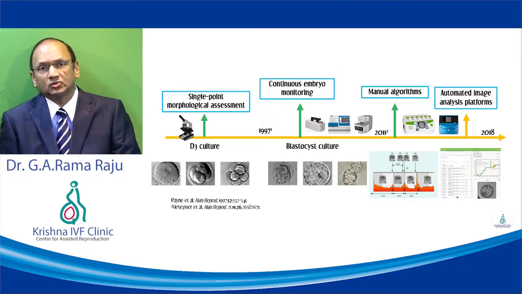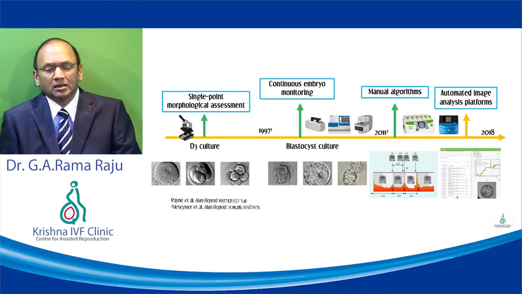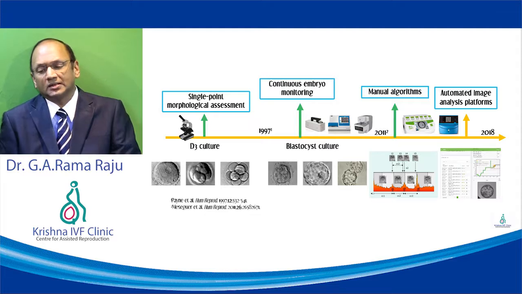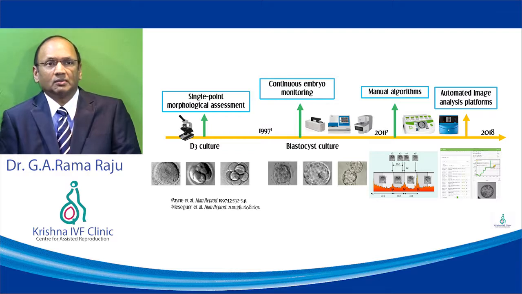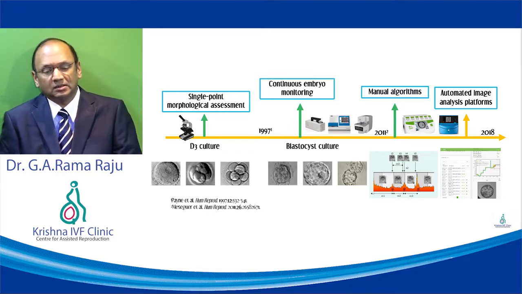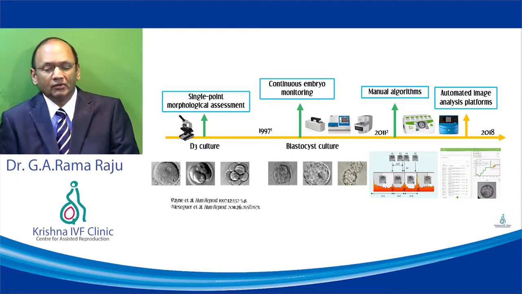Since 2018, these algorithms have become automated, and the equipment has undergone further refinement. So, in time-lapse you have 3 phases: first the crude equipment of a microscope kept in the incubator, then continuous monitoring with a manual algorithm, and now the automatic algorithm, which is making a difference.